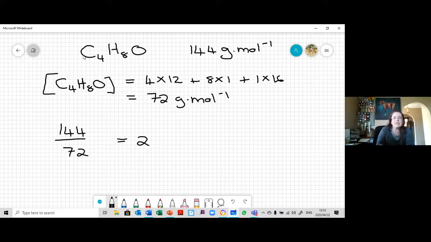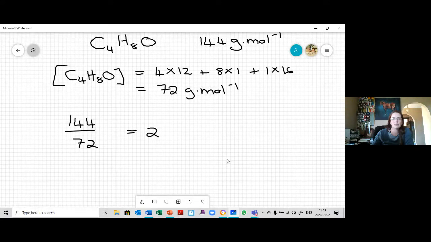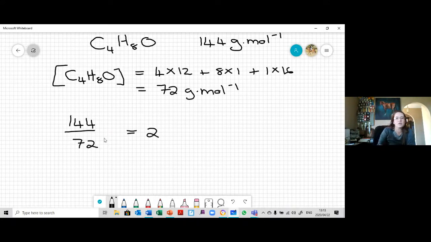Okay? That means that I have to multiply each of these with 2 to get to the molecular formula. Okay? There we go, you guys can still see. So it's going to be C, 4 times 2 gives me 8. H, 8 times 2 gives me 16. And oh, there's a 1 there. 1 times 2 gives me 2. Okay, and that is how I get to my molecular formula.